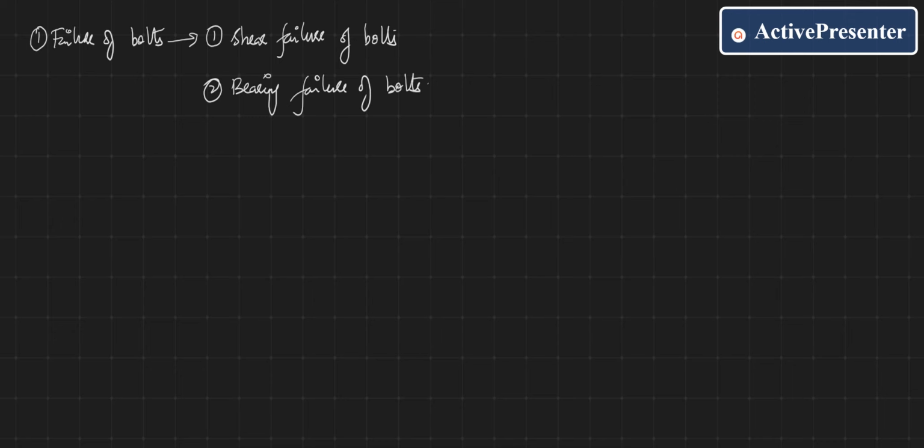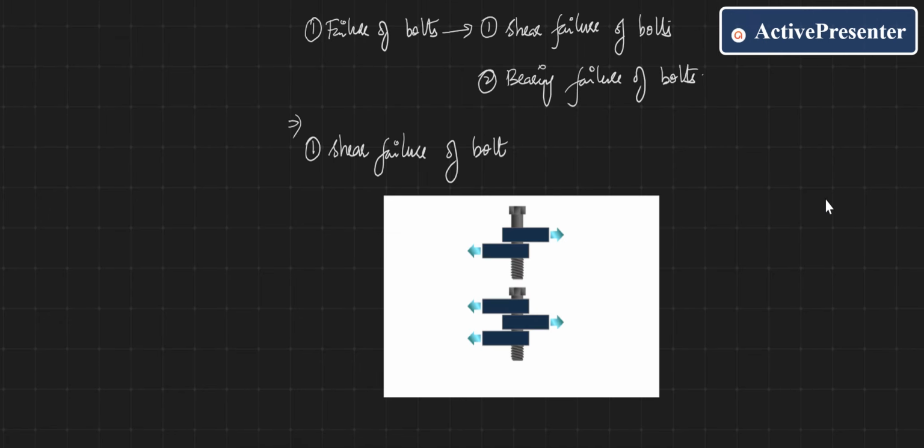Shear failure of bolt and bearing failure of bolt. First, we will see the shear failure of bolt. What do you mean by shear failure of bolt? Consider I am applying a force in this direction, and another force in this direction. So what happens is this bolt has a tendency to cut into two pieces from these positions, either from here or from here.